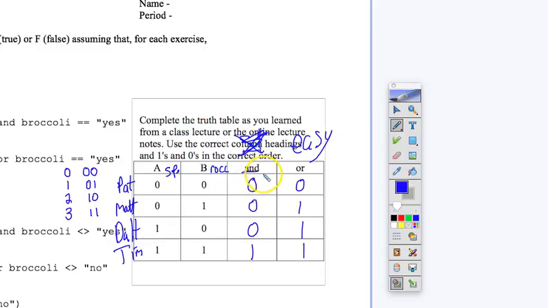Really, it just shows what the word and and the word or mean in the English language when you have yeses and nos or trues and falses on either side of the word and or.